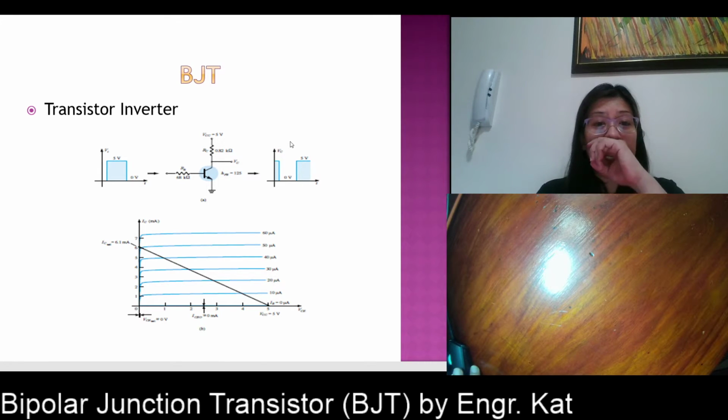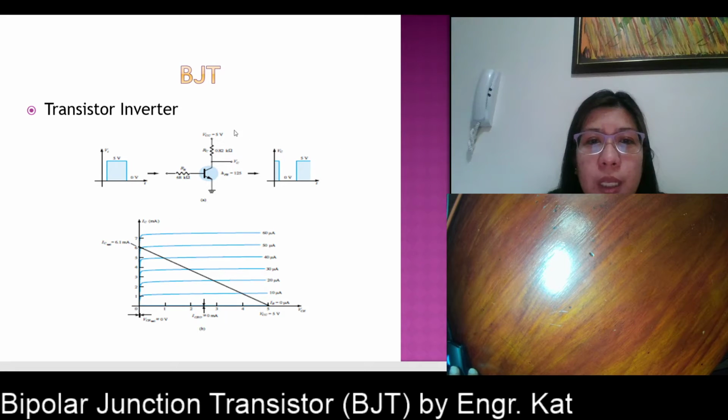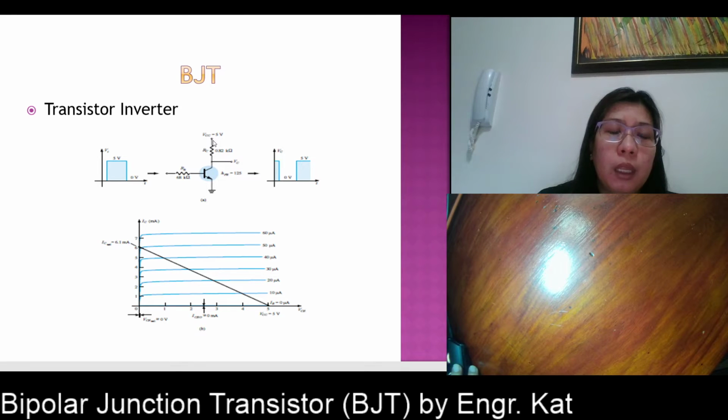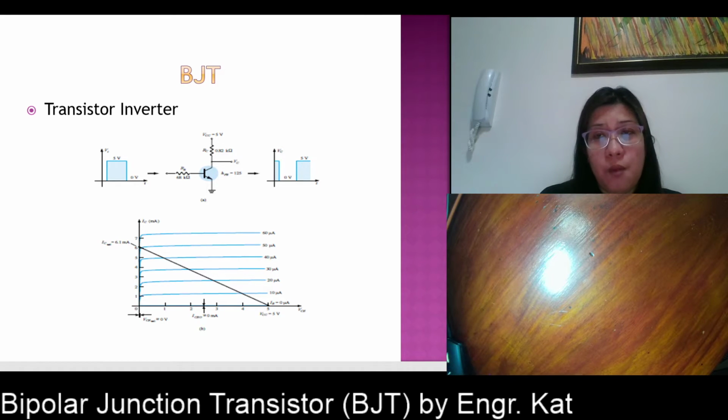So we have here an inverter circuit. Notice that your input is directly connected at your base through your RB. Take note that your RB is no longer connected to your VCC. The VCC is only connected at the output side, or the collector side. That's the difference between an inverter and a fixed bias configuration.